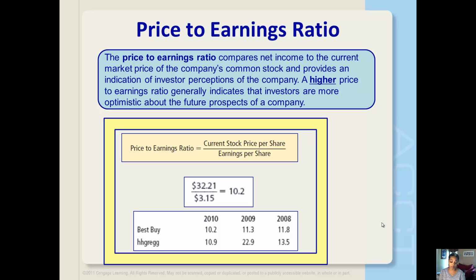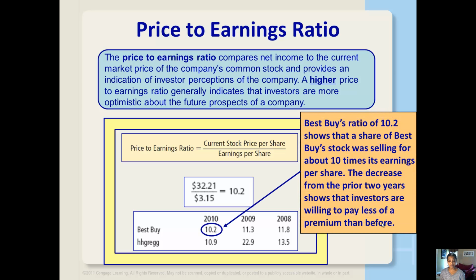However, from an investing point of view, some investors like to see low PE ratios if they're sure that it's a solid company, because that means that the market hasn't yet caught on that it's a good company, and so the price is not very high just yet. So getting back to Best Buy, their PE ratio is falling and it's less than H.H. Gregg.